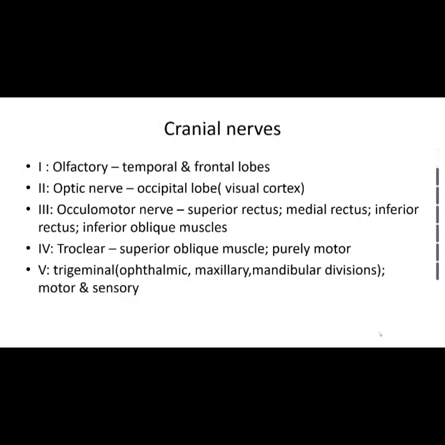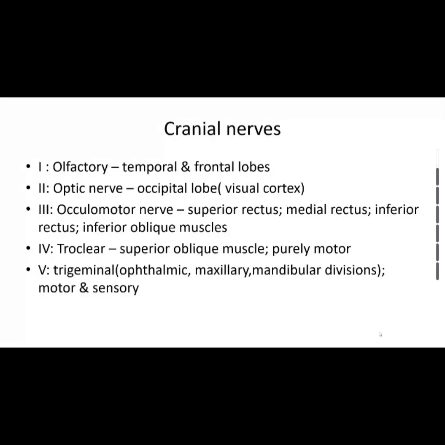So olfactory, we know that one has to deal with the sense of smell. That is cranial nerve 1. Cranial nerve 2 is the optic nerve, and it goes to the occipital lobe, that is the visual cortex, because this one is basically to deal with sight.